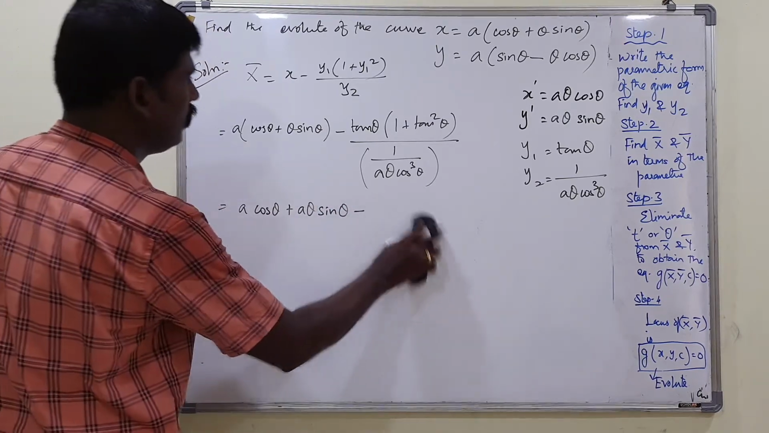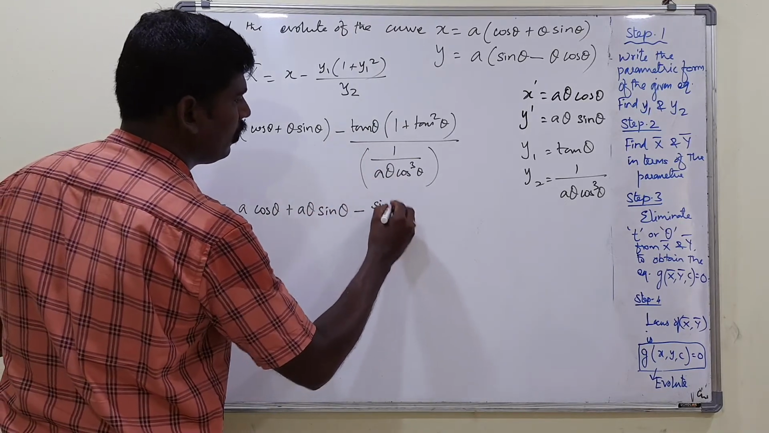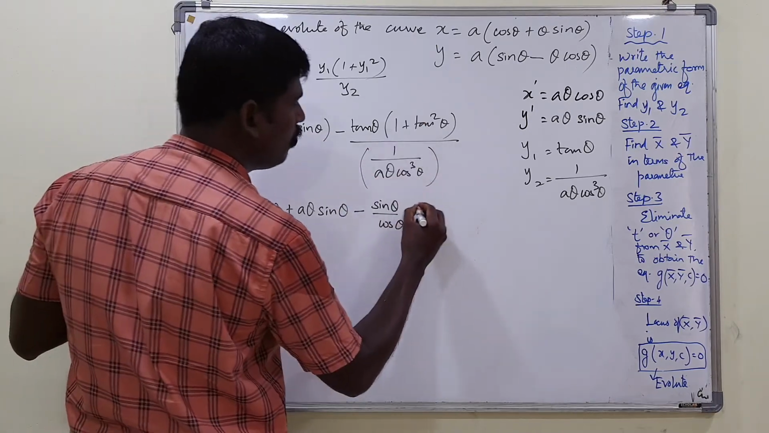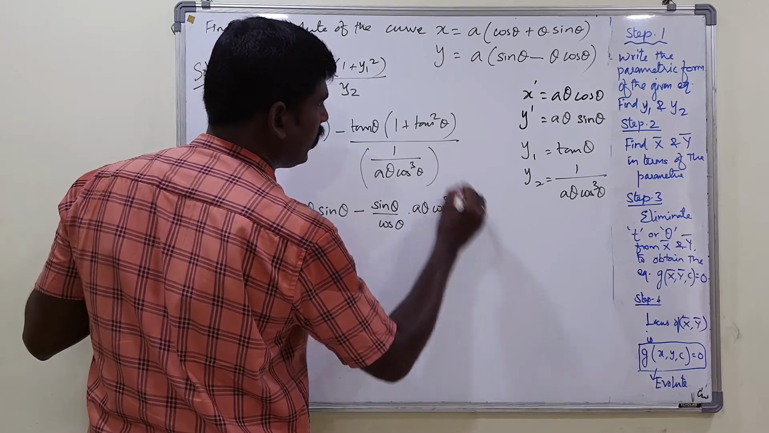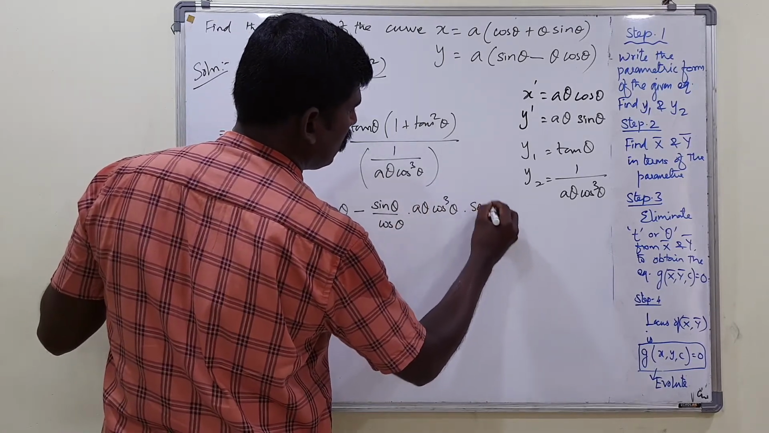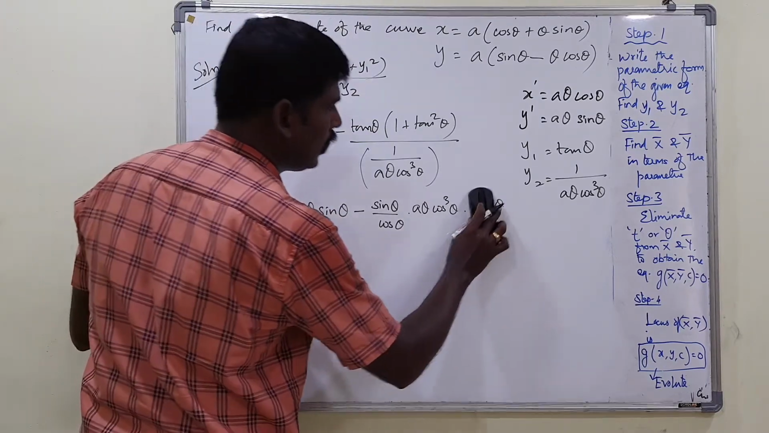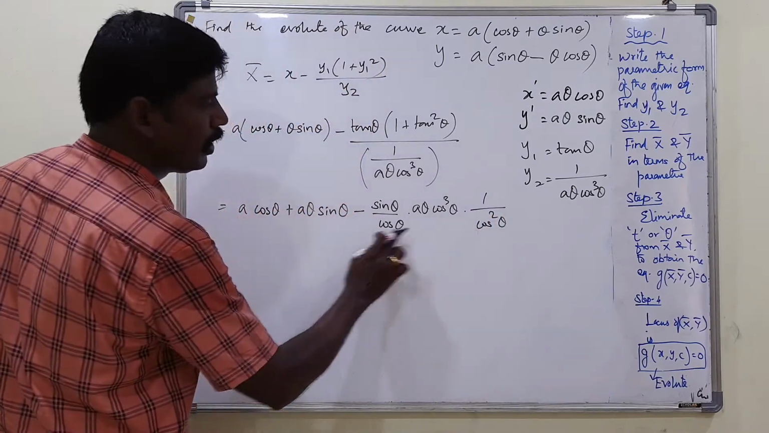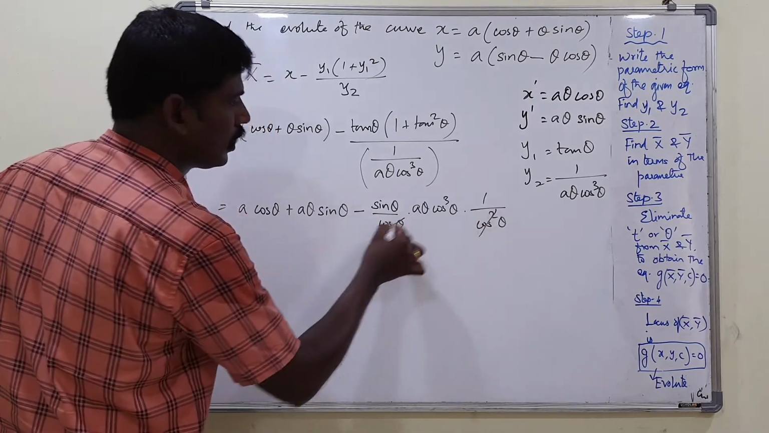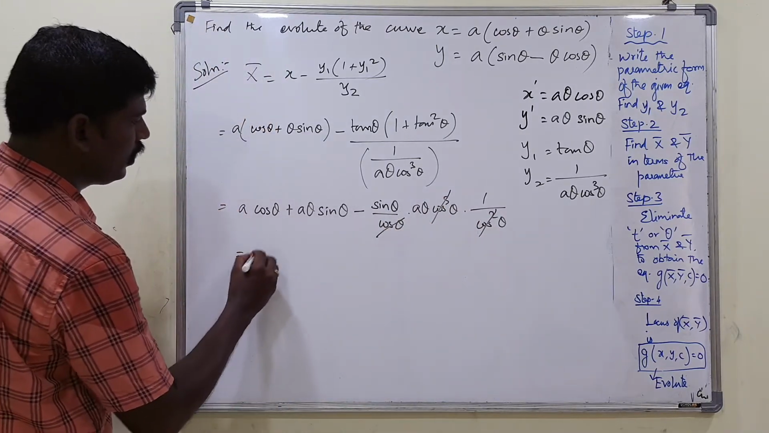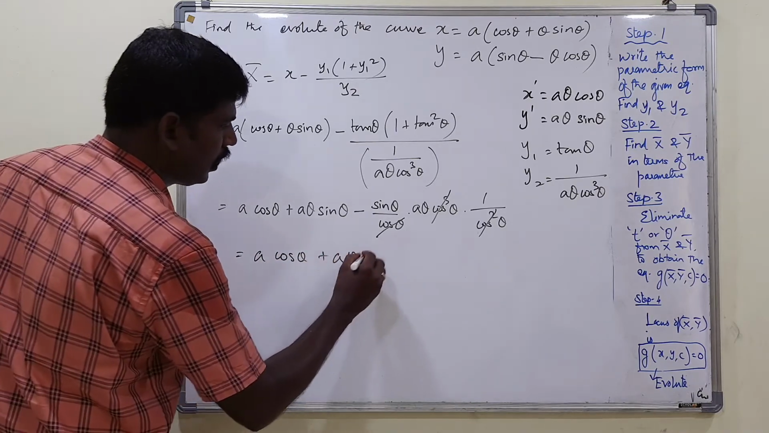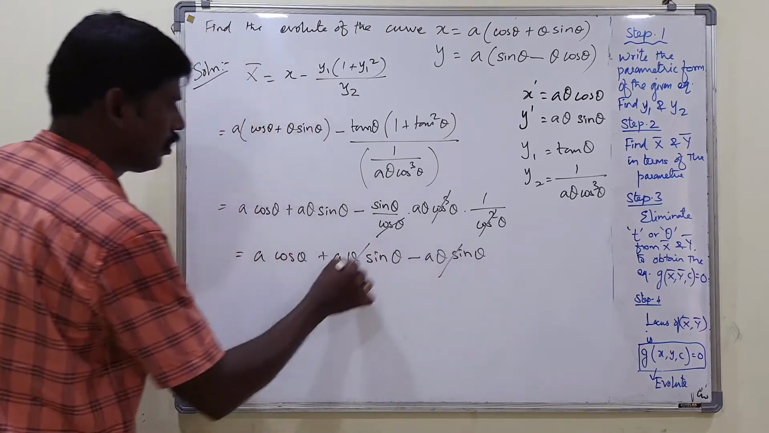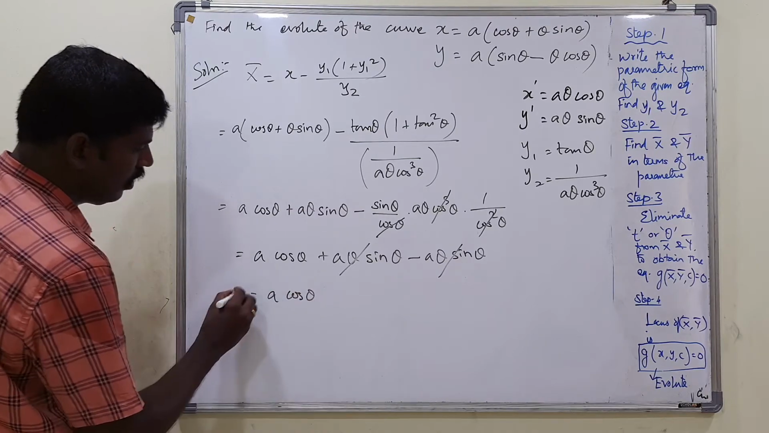what is tan theta? That can be written as sin theta by cos theta into this, this becomes reciprocal multiplication. So this goes to the numerator. A theta into cos cube theta into 1 plus tan square theta, which is secant square theta. I write that secant square theta as 1 by cos square theta directly, right? So what is in the denominator? Cos square theta into cos theta, cos cube theta. So that cos cube theta is cancelled with this cos theta. So what is remaining? A cos theta plus A theta sin theta minus A theta sin theta. So we can cancel both of the two. So A cos theta is the value of x bar.